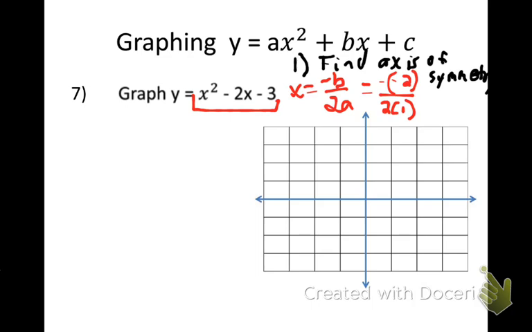And from there, I simplify. Two negatives get us a positive. So I get positive 2 over 2, which is really just 1. My axis of symmetry is x equals 1. So I'm going to put a vertical line right through x equals 1. Awesome. That's step number 1.